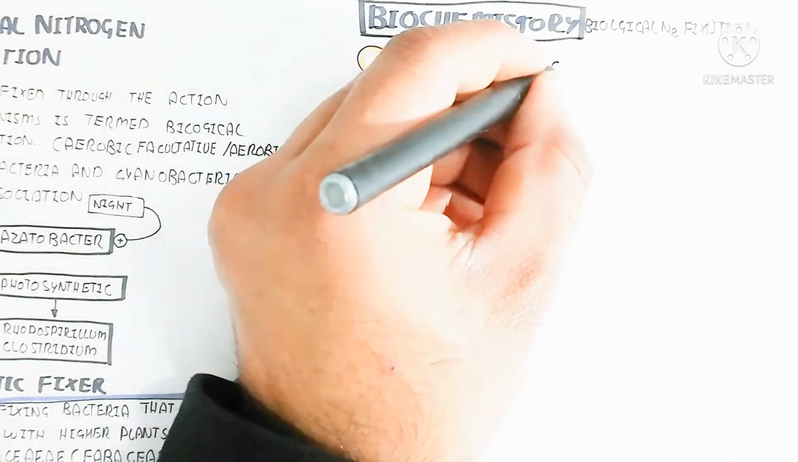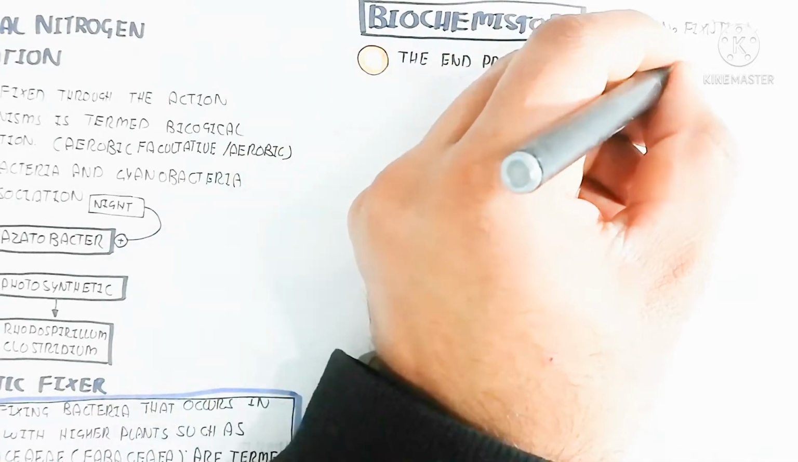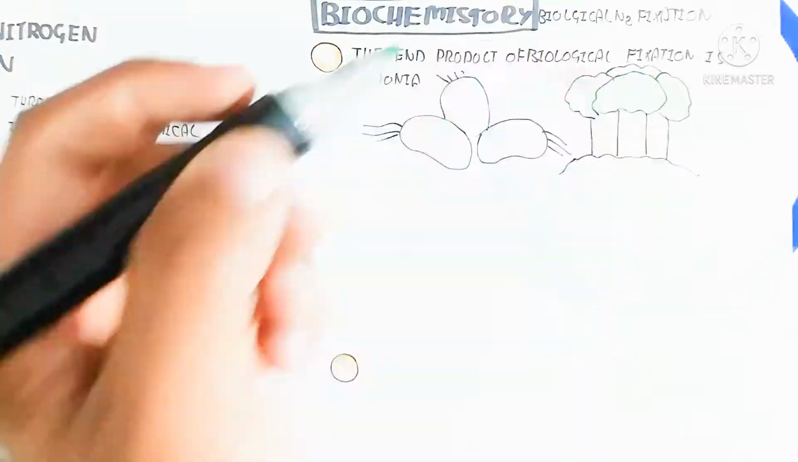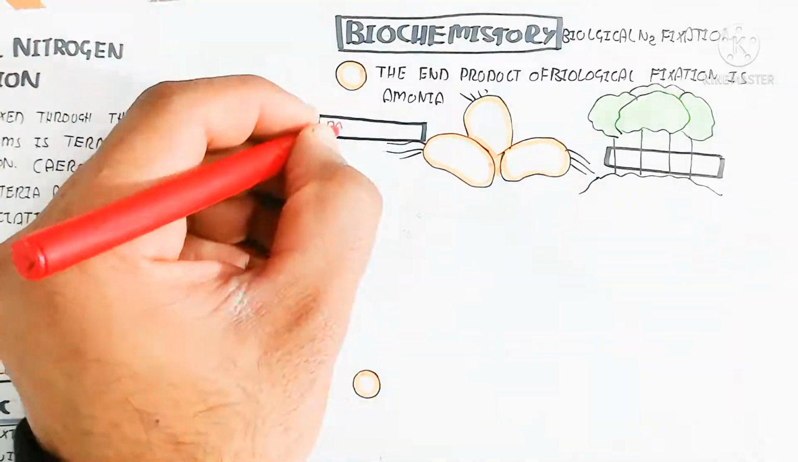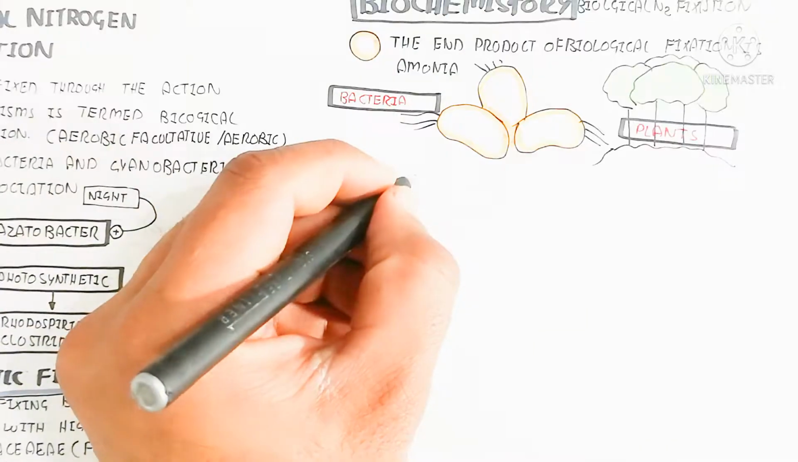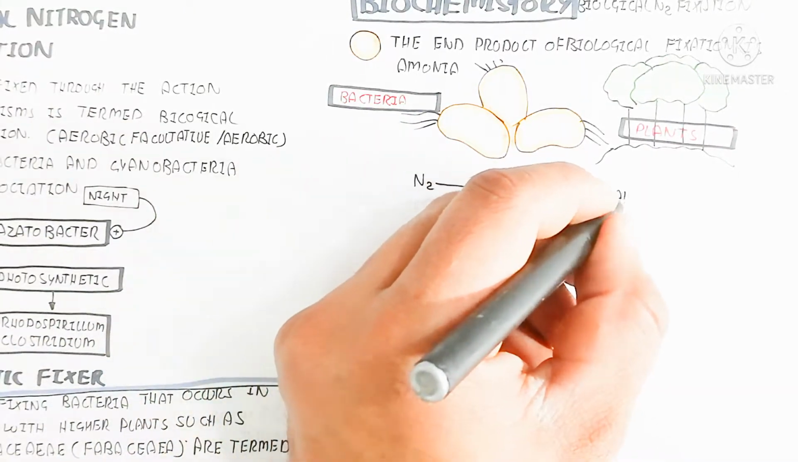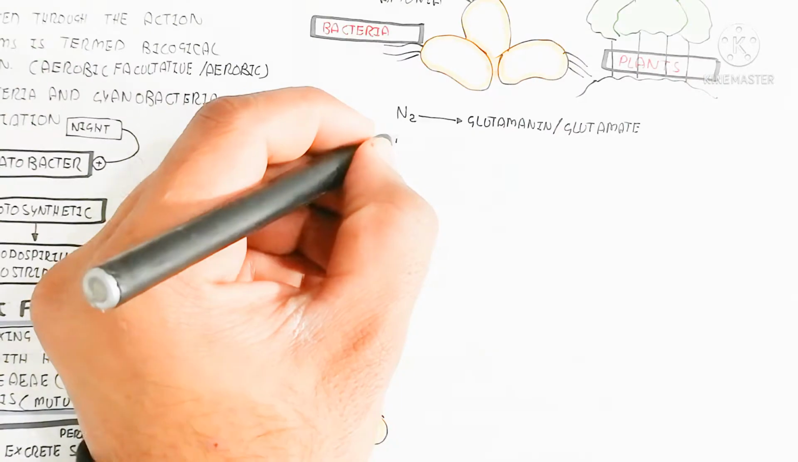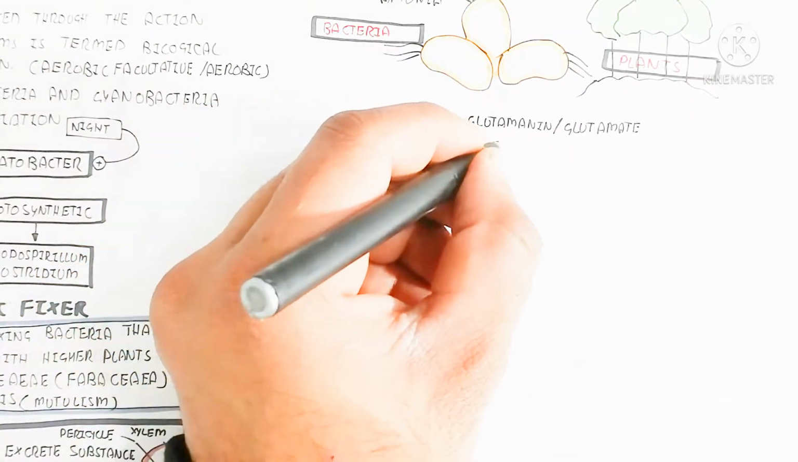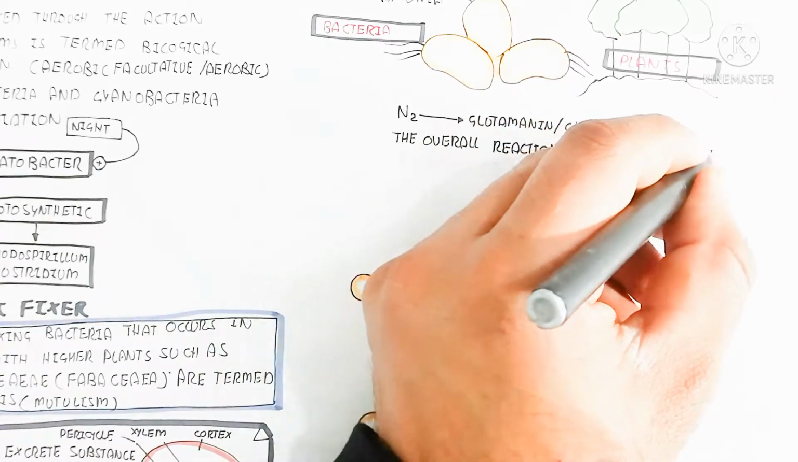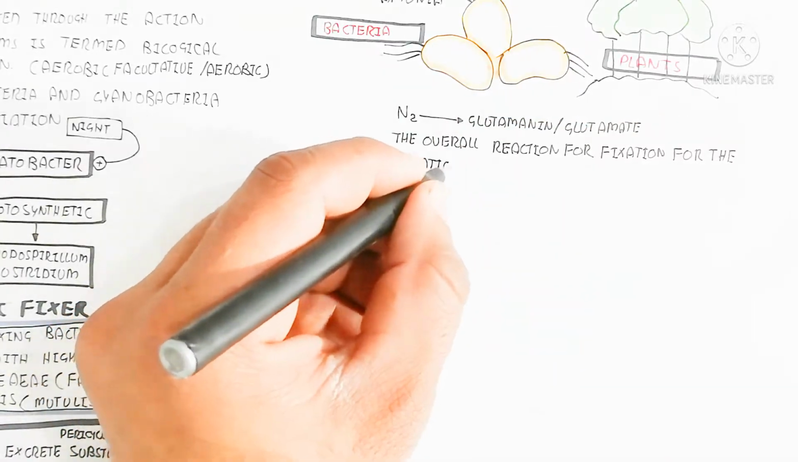After the nodule formation, the end product of biological fixation is ammonia. So ammonia is the end product of the biological fixation. So the bacteria here and the plant, the nitrogen is fixed into glutamine and glutamate. So the overall reaction for the fixation of molecular nitrogen into ammonia is the important thing.